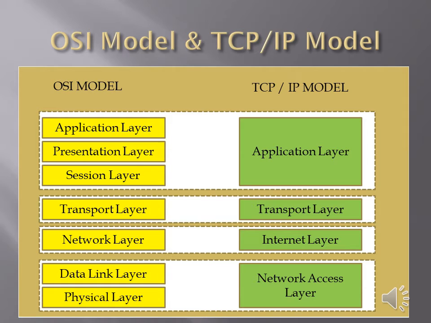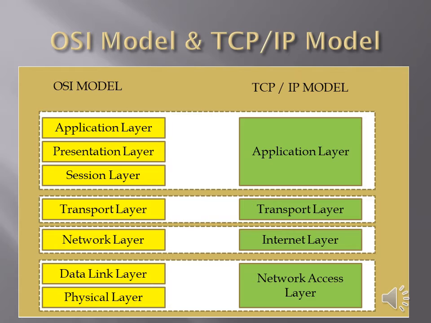So let's look at the layers of OSI model and TCP/IP model. In OSI model, we can see that application layer, presentation layer, session layer, transport layer, network layer, data link layer, and physical layer are working separately. But in the TCP/IP model, multiple layers are combined together to form a single layer.